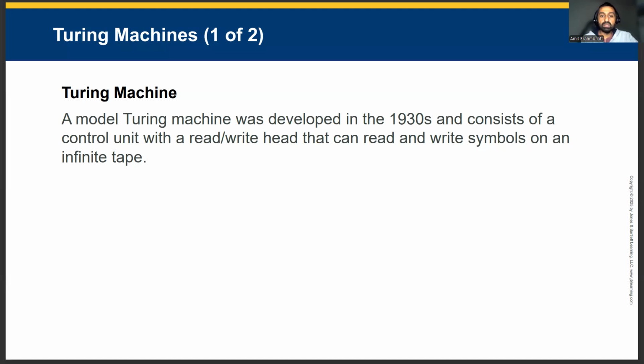A Turing machine consists of a control unit and a read-write head that moves along an infinite tape. The tape is divided into cells, each holding a symbol. Based on the current symbol and machine state, the Turing machine can write a symbol, move left or right, and change states. Although simple, this model captures the essence of computation.